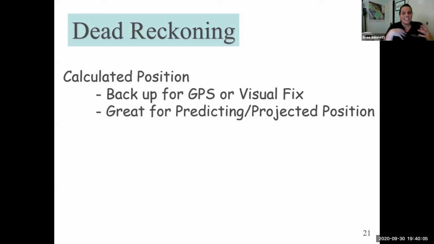The other way is that it's great for predicting or projecting. So if you want to know, when am I going to make that turn? Is it like 2 hours away? Is it 30 minutes away? When am I going to make that turn? You can DR a calculated time of when you're going to make that turn using your 60D street.